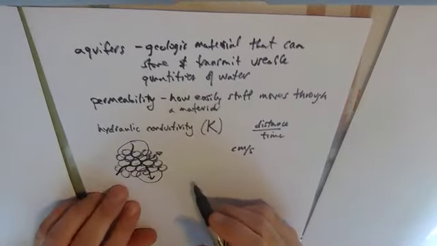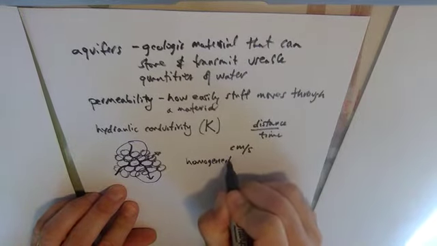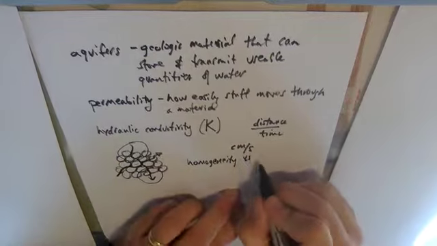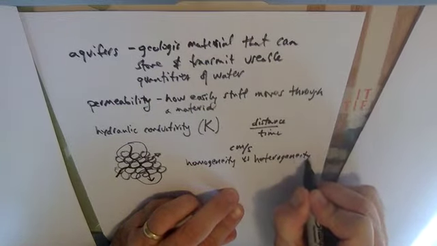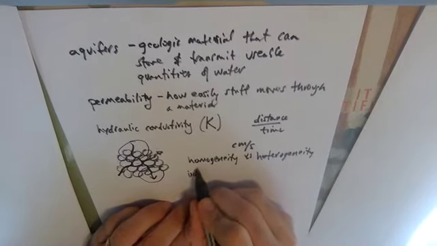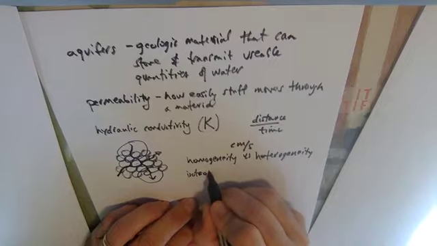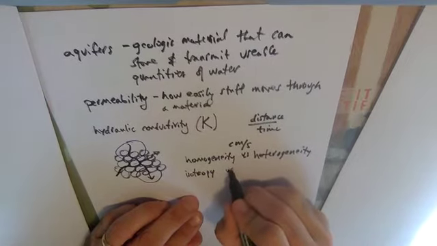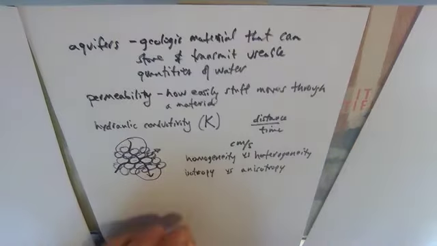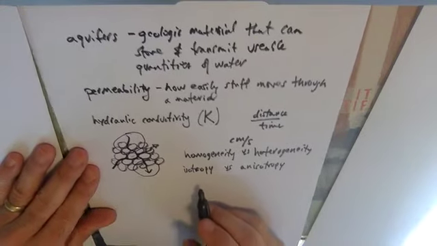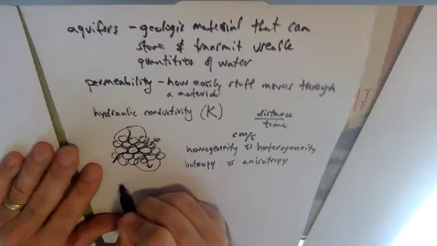And we refer to these as the homogeneity versus heterogeneity, and isotropy versus anisotropy of the aquifer. So homogeneity versus heterogeneity, the way I like to explain this is with arrows, right, with vectors.